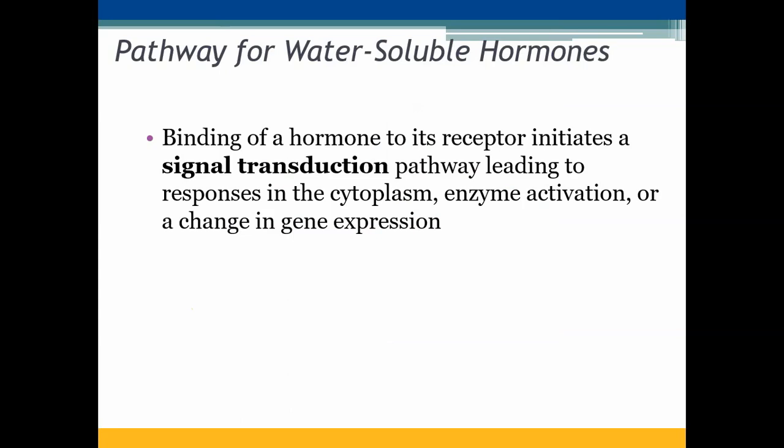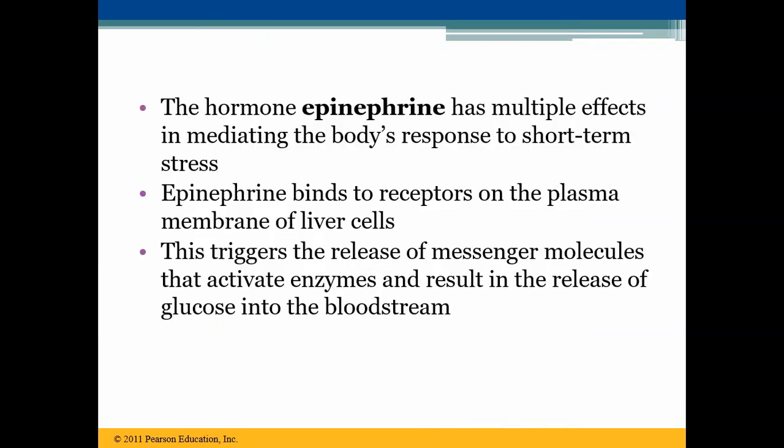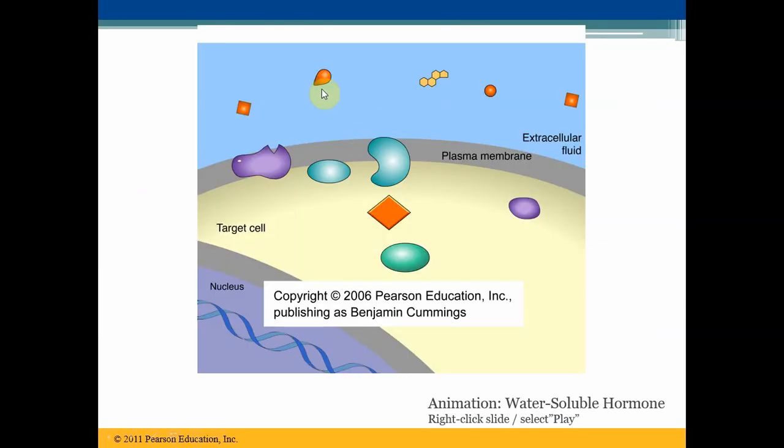Binding of a hormone to receptors initiates a signal transduction pathway leading to a response in the cytoplasm, enzyme activation, and change in gene expression. This picture shows different hormones attaching to different target cells. Basically they attach to the cell surface and cause a cascade of events that leads to gene expression and different kinds of responses inside the cell, depending on the hormone and the target cells.